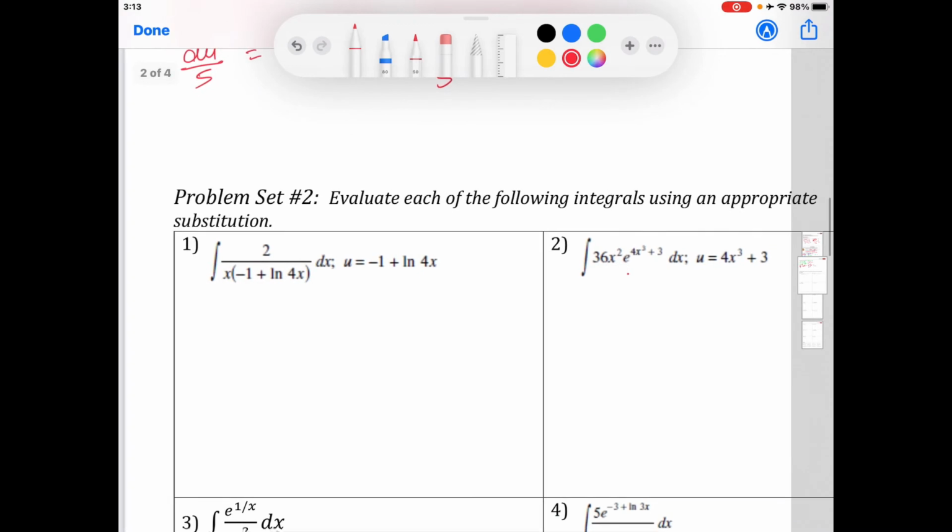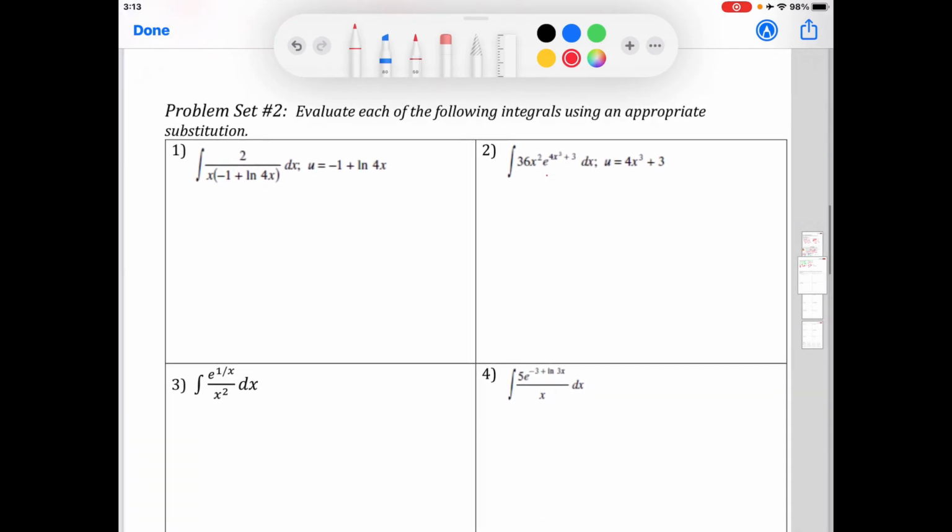So let's do a few more here. Actually, it's telling us what our u is. So that's pretty straightforward. And let's see also, is that the u you would have picked? So again, you want to pick something in the denominator and inside the parentheses. So that is definitely negative 1 plus ln of 4x inside the parentheses. So I'm going to do du. The derivative of u with respect to x is, the derivative of negative 1 is 0. The derivative of ln of 4x is 1 over 4x times the derivative of the inside, which is 4, and it'll be dx, right? So the 4's cancel out, so I'm left with du is 1 over x dx.